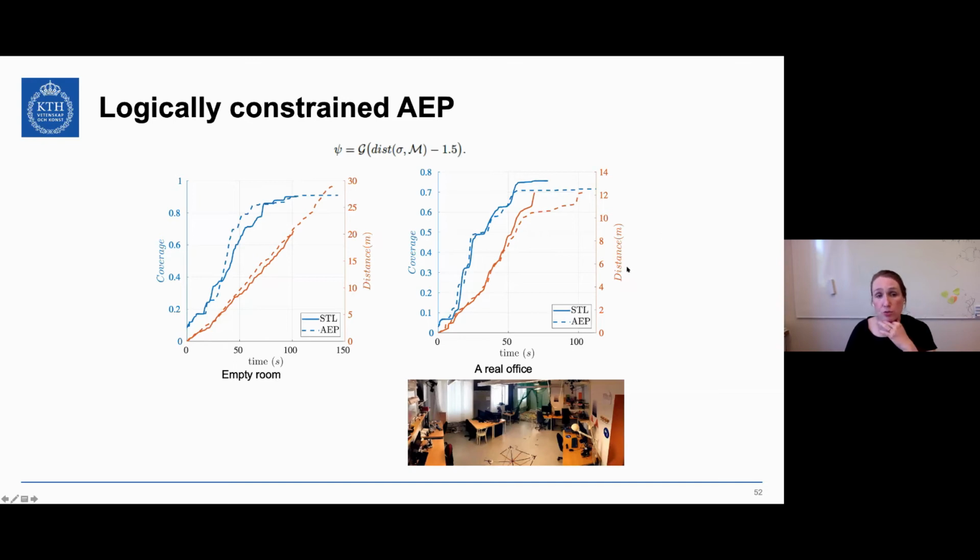Well, yeah, so it was a little bit faster. The distance traveled was a little bit smaller, both in the empty room and the real office. So we got a little bit of achievement there, in the sense that we made the exploration more efficient by constraining the motion with this temporal logic stuff.